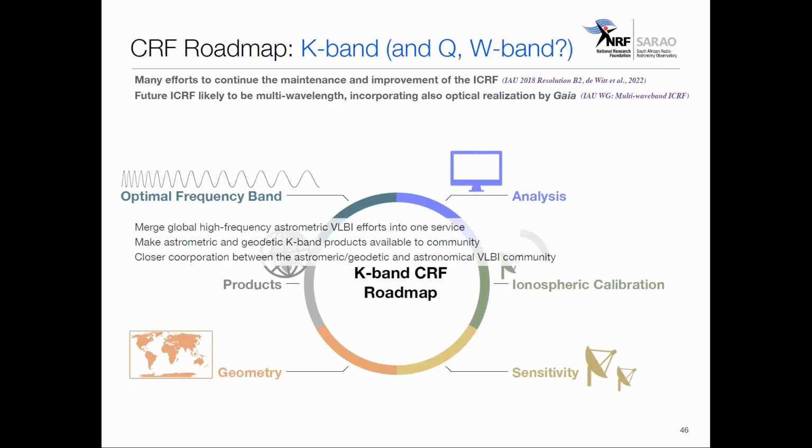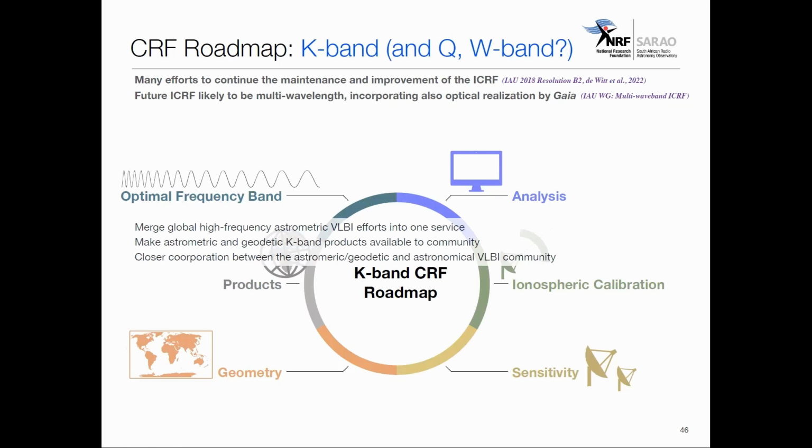Then in terms of products, we want to merge global high-frequency astrometric VLBI efforts into one service. In Korea, you are doing things. We are doing things with the celestial reference frame at K-band. There's a group that's been measuring station positions with the EVN using these astrometric sessions. So the idea is to merge all of these efforts into one service and also to make our astrometric and geodetic K-band products available to the community. Currently, it's not freely available to the community.